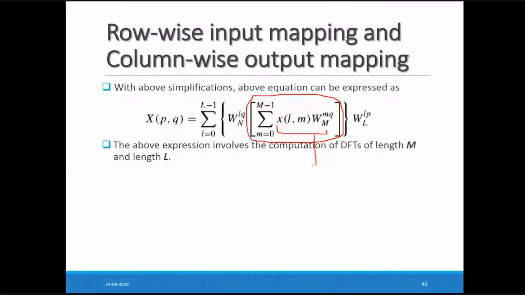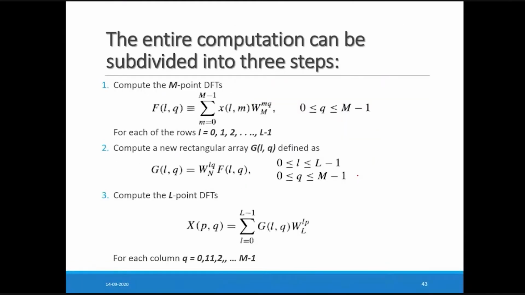Second, you have to again multiply with the twiddle factor omega n raised to lq. So this will be the second part. And finally, whatever answer you are getting for this, you have to multiply it with omega l raised to lp. So this will be the third one. So to get the solution, we divide this equation into 3 sections. The entire computation can be subdivided into 3 sections or 3 steps.